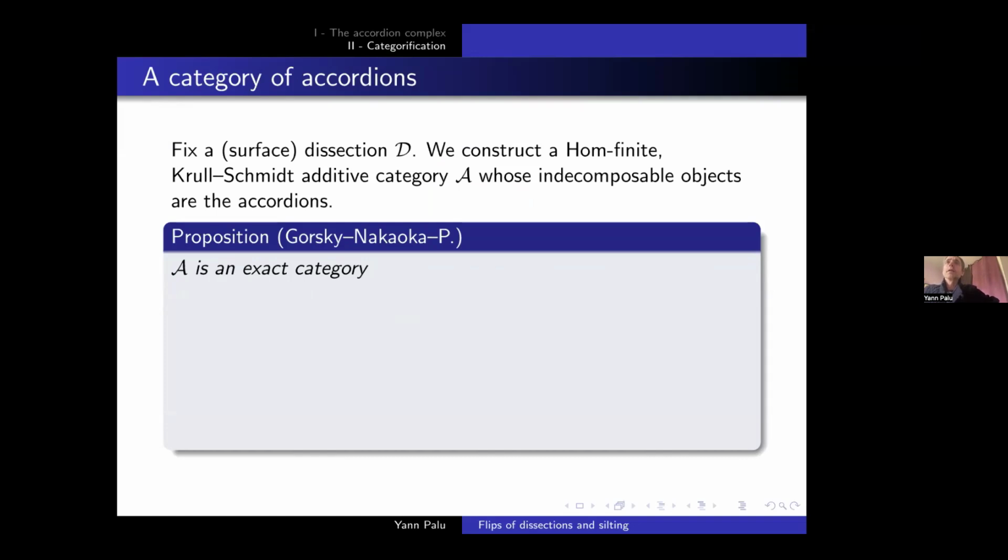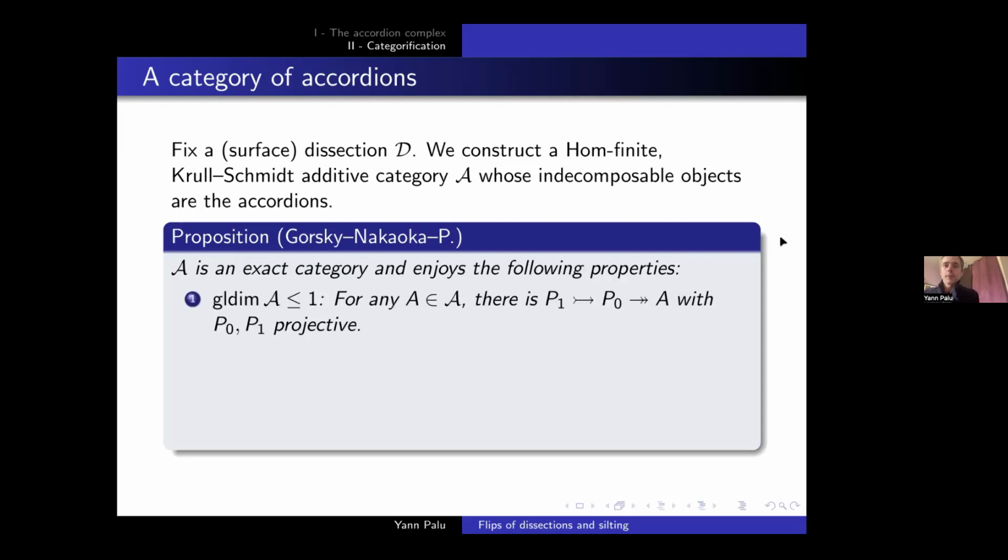And we defined a category of accordions, A, which is Hom-finite, Krull-Schmidt, and additive, and its indecomposable objects are in bijection with the accordions. We proved that this is an exact category. In fact, it's an extension-closed subcategory of a category of modules over some gentle algebras that I haven't defined here. And it has some very specific and really nice properties.